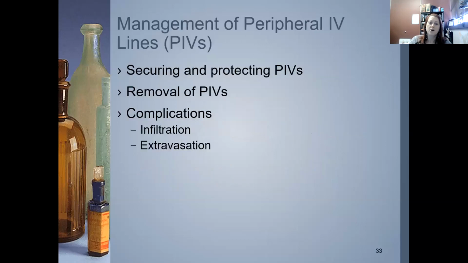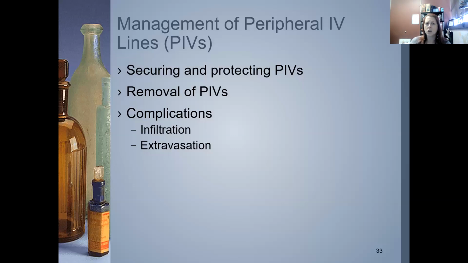Other things with your peripheral IVs, so different things with securing and protecting the IVs. Removing them is basically the same, but something to think about with kids is that removing the tape can be scary for little kids, even though we know it's not a needle. They just associate it with things like the needle. Letting them help with that process, and thinking about things like the tape adhesive, using an adhesive remover so it doesn't hurt as much when you're pulling off the tape.